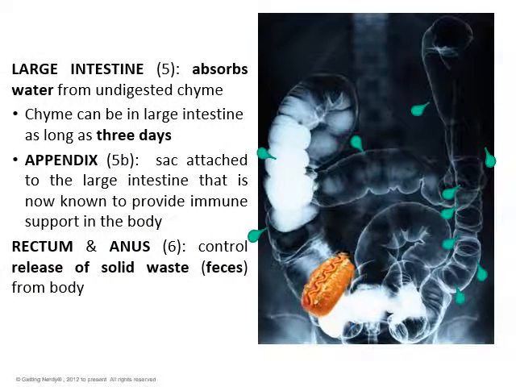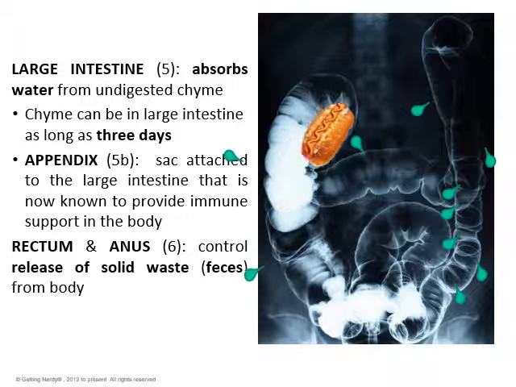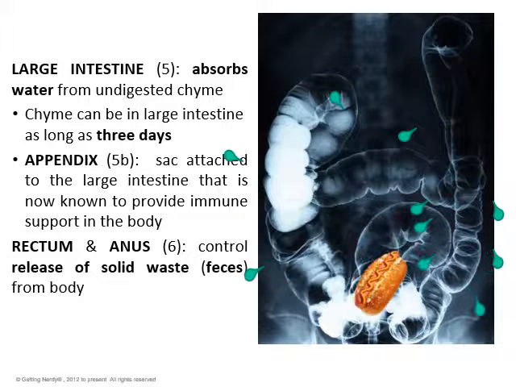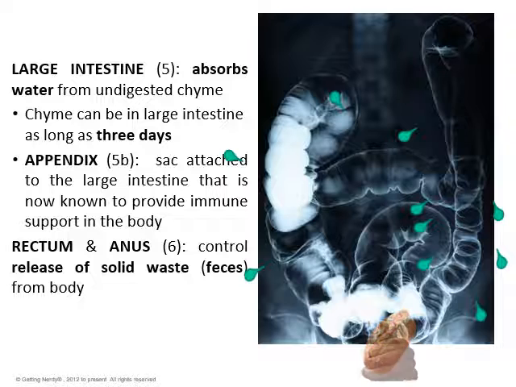Once the chyme has been chemically digested and nutrients have been absorbed in the small intestine, whatever chyme remains moves to the large intestine. Once the undigested chyme reaches the large intestine, it will absorb excess water. Chyme may stay in the large intestine as long as 3 days. Your appendix, also an accessory organ, is a sac attached to the large intestine that is known to provide immune support in the body. The remaining chyme goes through the rectum and then the anus.